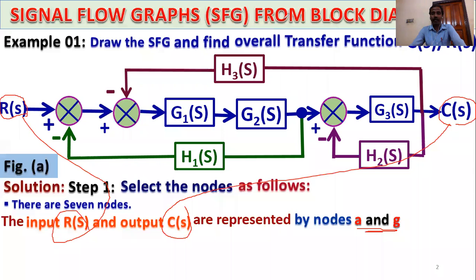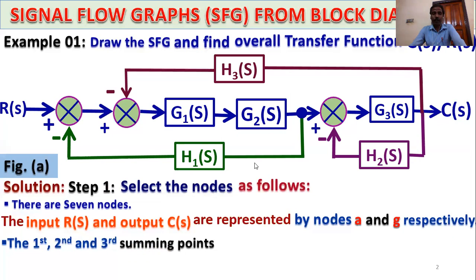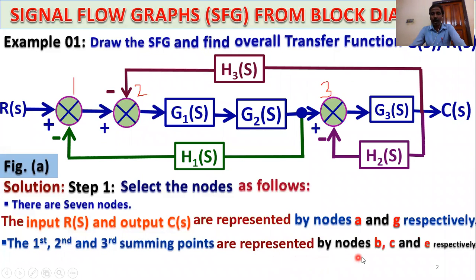Then the first, second, and third summing points. This is the first summing point, summing point 1, summing point 2, and summing point 3. The first, second, and third summing points are represented by nodes B, C, and E respectively. So this is B, this is C, and this is E.